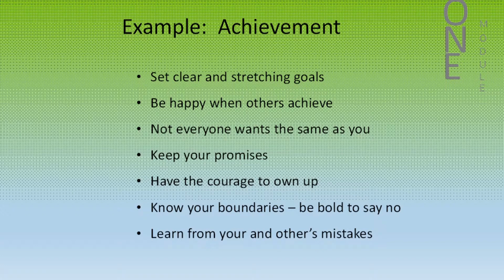I'm going to translate by that behavior. Remember what's above the iceberg. So I want to then be able to be clear as to what this thing called achievement or this value called achievement looks like for me. And there are some examples here. So set clear and stretching goals. I want to do that, but I want to see you. If you say that achievement is important to you, I want to see that. I'm going to judge you if you set clear and stretching goals.